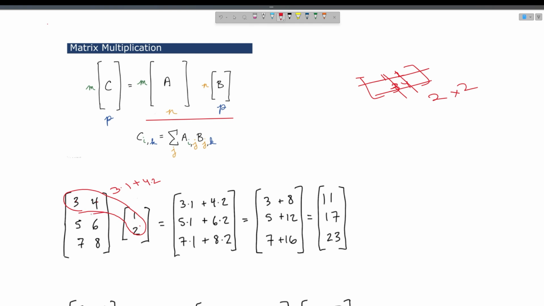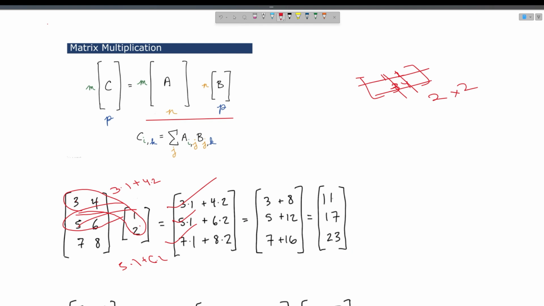For this one, 5 into 1 plus 6 into 2. So this is how it works. You can see 3 into 1 plus 4 into 2, 5 into 1 plus 6 into 2, and so on. Then we just sum up the things. After adding, we have this array.